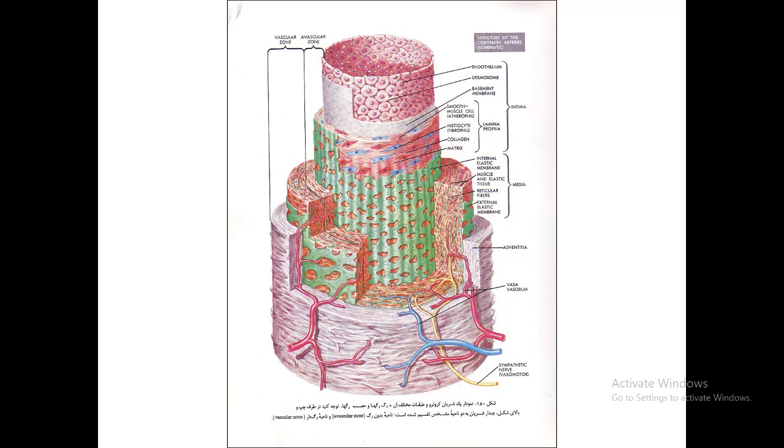And the external layer, the outermost layer, is tunica adventitia, that is the thickest one in the veins. And we have stroma of collagen type 1 or bundles of collagen here. And also in the large vessels such as aorta, such as large veins, we have vasa vasorum, the vessels that nourish the wall of the vessel also.